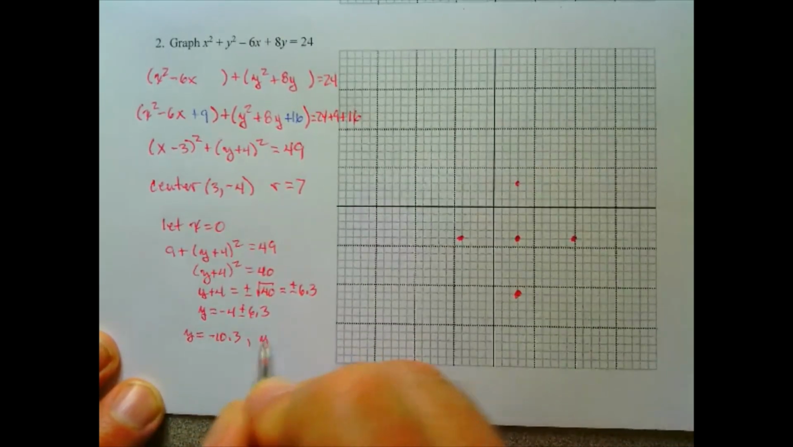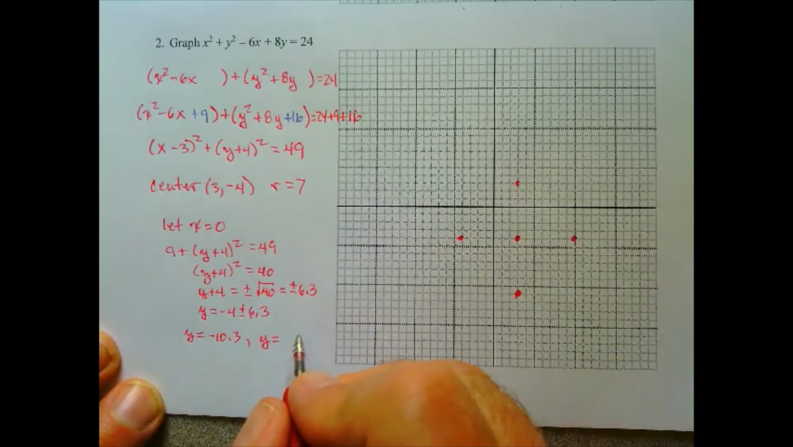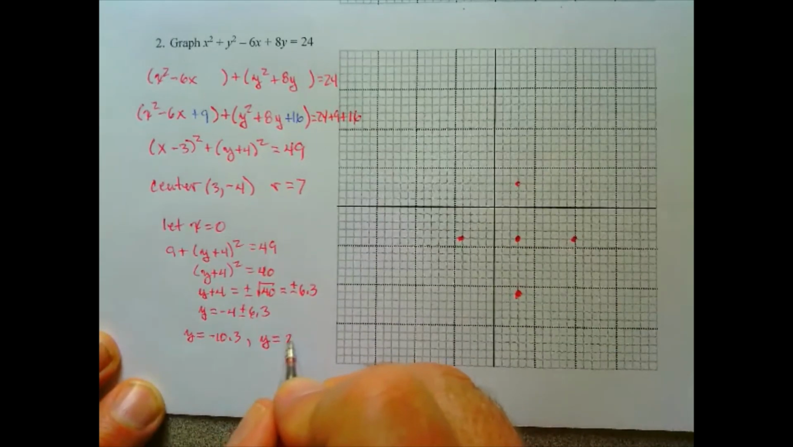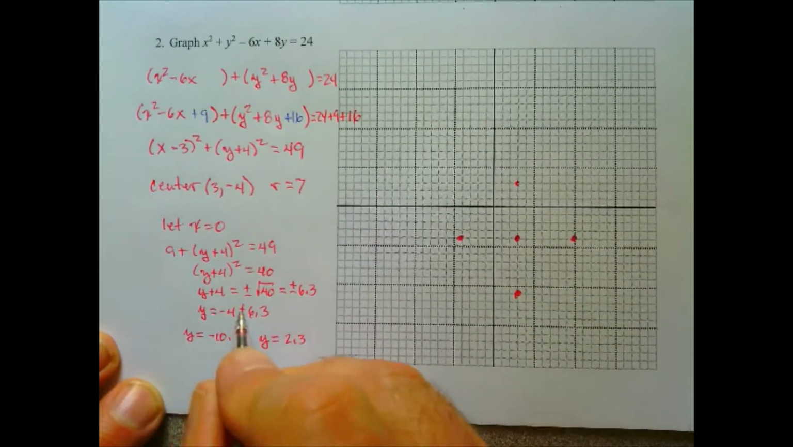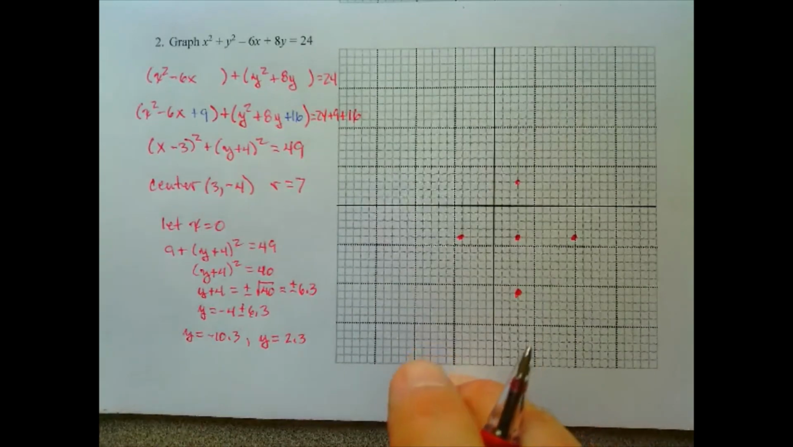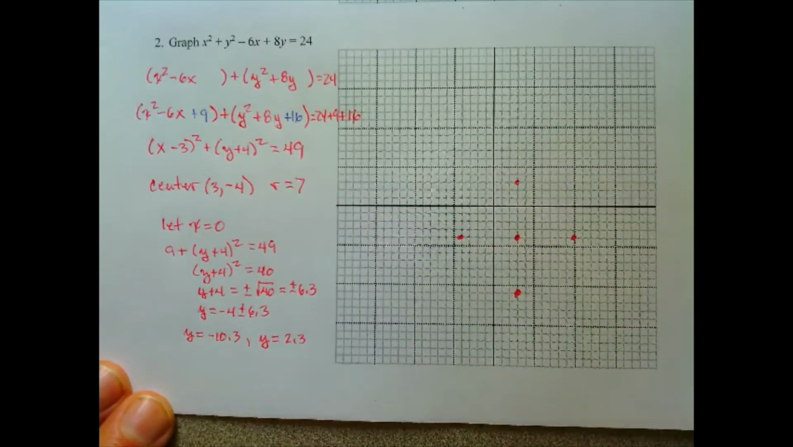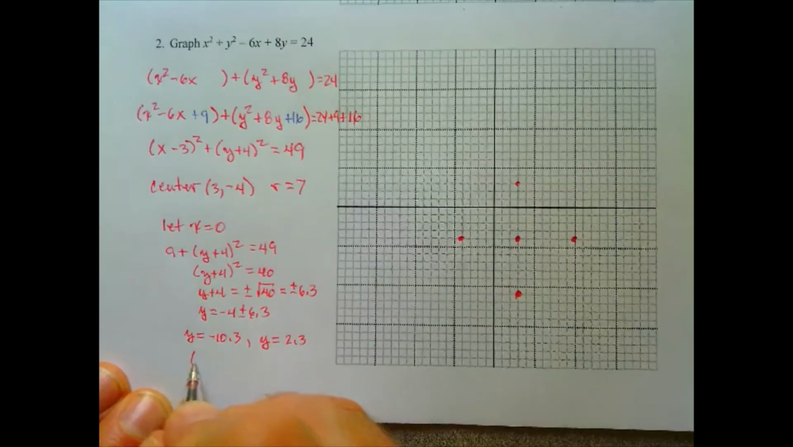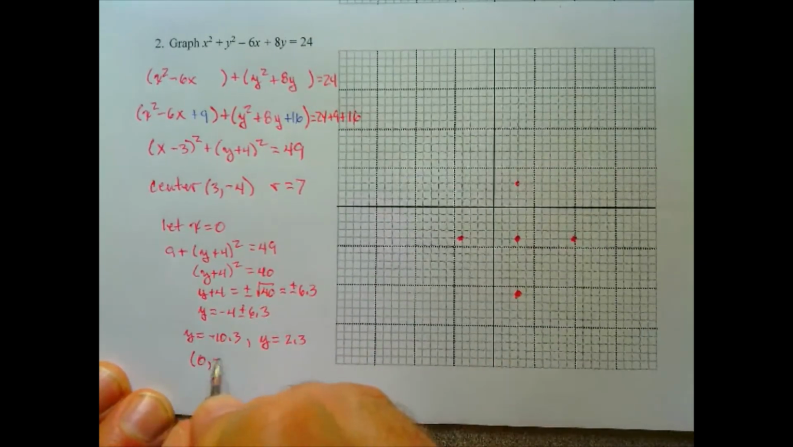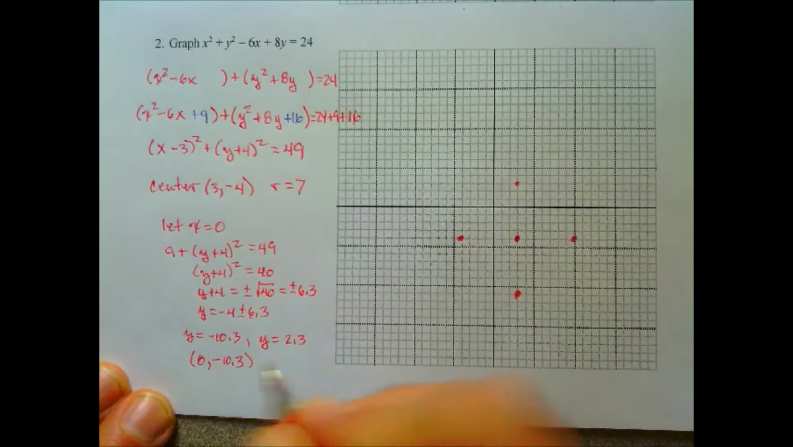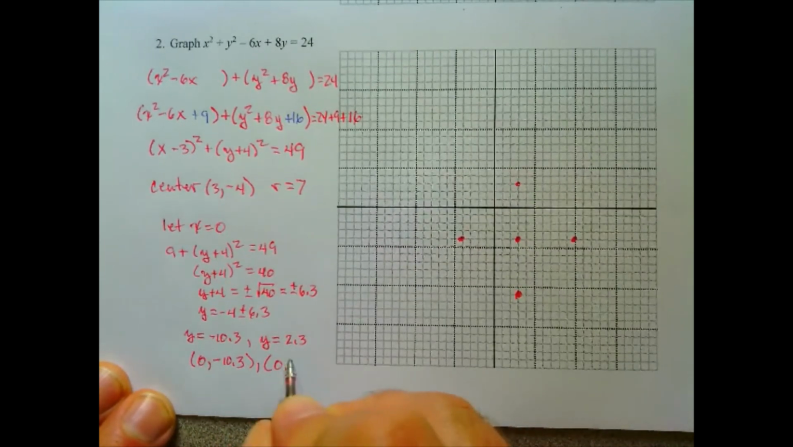and y will equal 2.3. Negative 4 plus 6.3. So that gives us 2 points now because these were both for x equals 0. So one of those would be 0, negative 10.3, and the other one would be 0, 2.3.